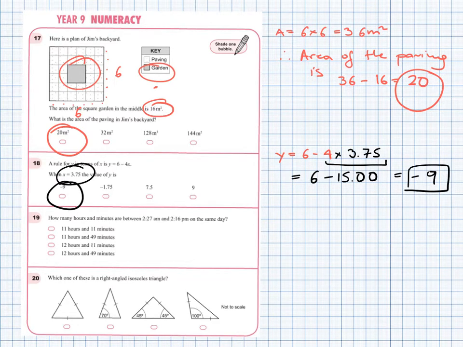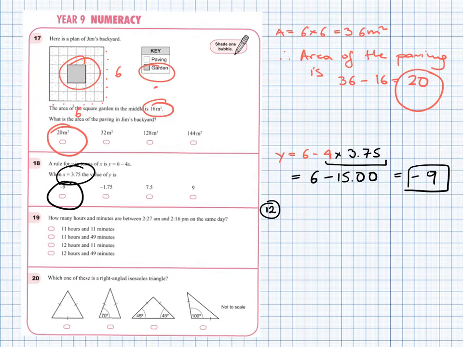Now next one: how many hours and minutes are between 2:27 a.m. and 2:16 p.m. on the same day? So, a different way of doing it. It would be nice if we had from 2 a.m. to 2 p.m., so we would know it's 12. So approximately it would be around 12, but it has been shifted a little bit.